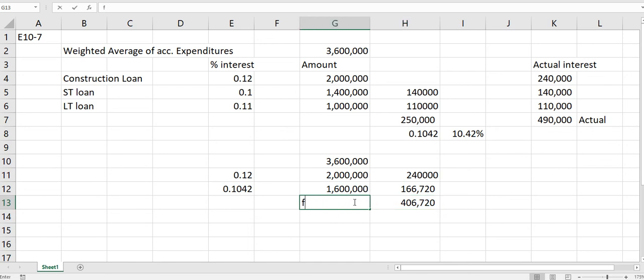So my avoidable interest is this amount, 406,720. And so remember, we're always going to take the lesser of the avoidable interest or the actual interest. And over here, my avoidable interest is the lesser, and that's what I'm going to use to capitalize, to add to the value of my asset on my balance sheet.